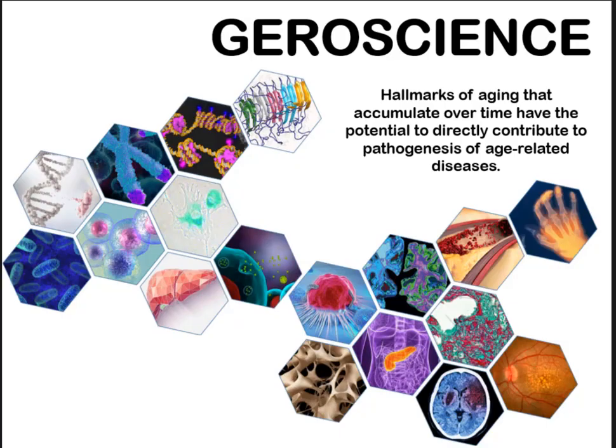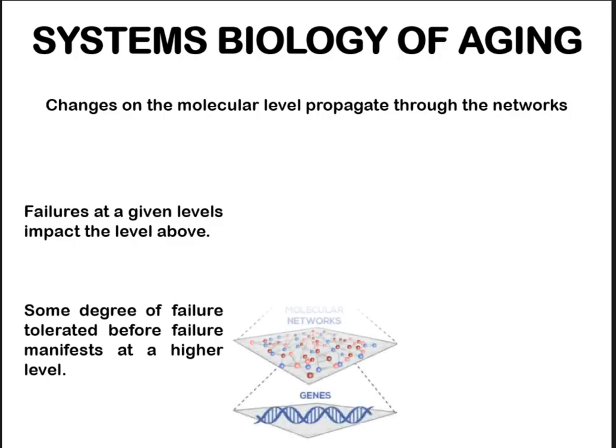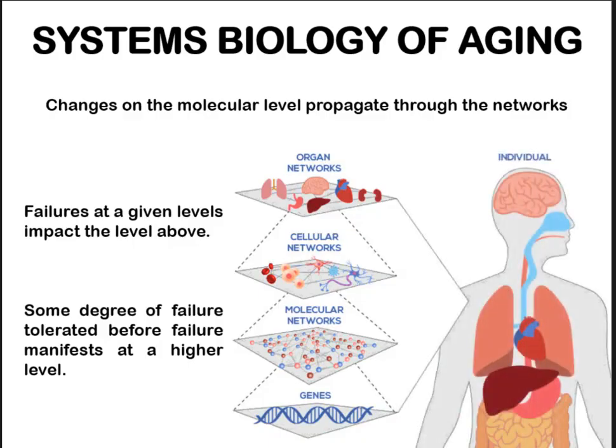I like to take what I consider a systems biology approach to studying aging. This is the idea that we have different networks and changes that happen at different biological levels. You might start with changes at the genetic level that then impact changes at the molecular level, the cellular level, the organ level, and ultimately this contributes to these manifestations of aging that we see in the whole organism.